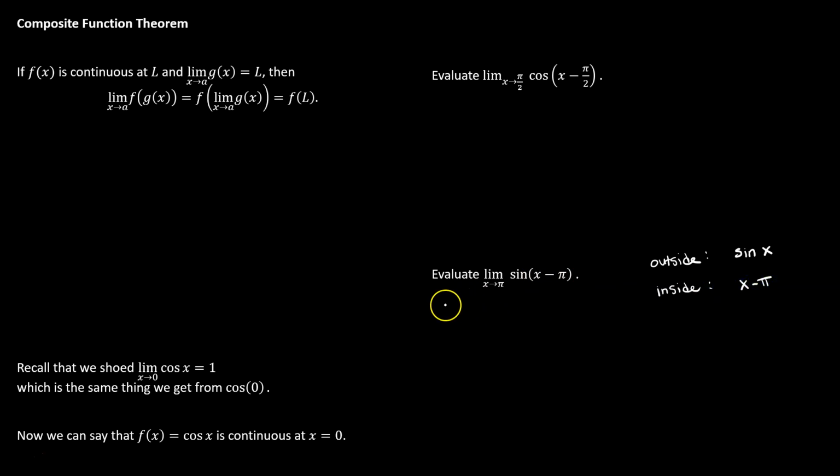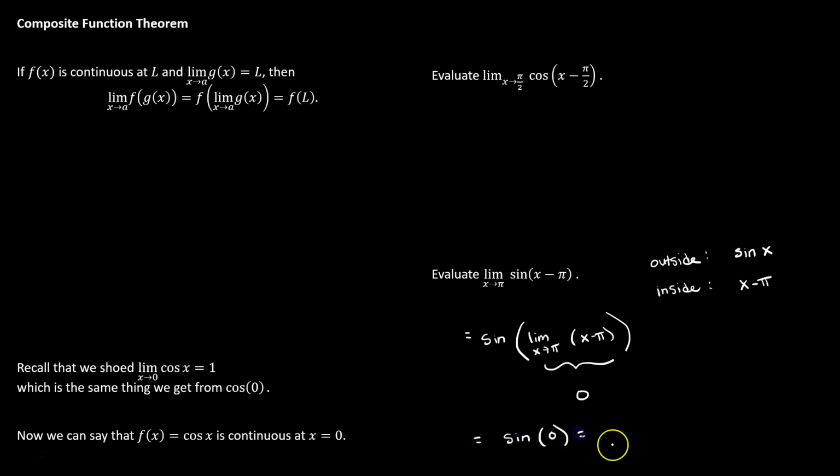To use the composite function theorem, I'm going to sneak that limit symbol inside of the outside function. I'm going to bring the outside function even further out. And then I'm going to apply the limit to the inside function. Using direct substitution here, I can see that that limit is equal to 0. So really, the composite function theorem says evaluate this as sine of 0. We know sine at 0 is equal to 0.